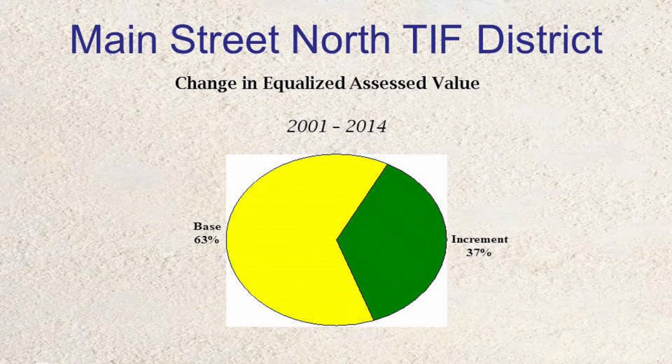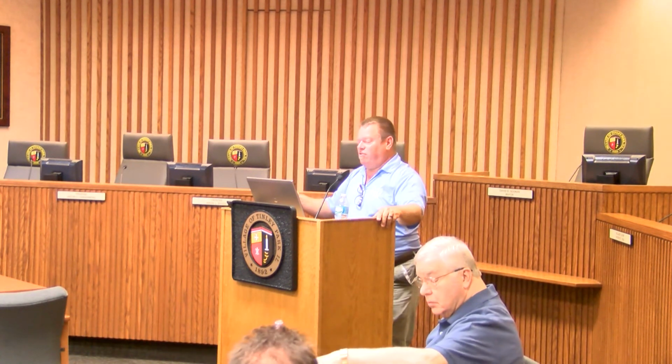Here, not quite the same story as we saw with Oak Park Avenue. The new growth represents about 37% of the value, where the base is 63%. It generates about $367,000 in increment on an annual basis. It's produced just shy of $5 million over the 12 years. We have paid out $559,000 in assistance to private developments, which represents about 11.4% of the cumulative revenues.